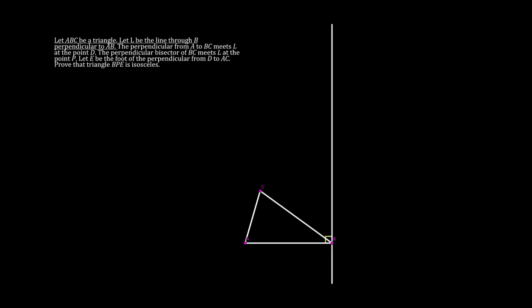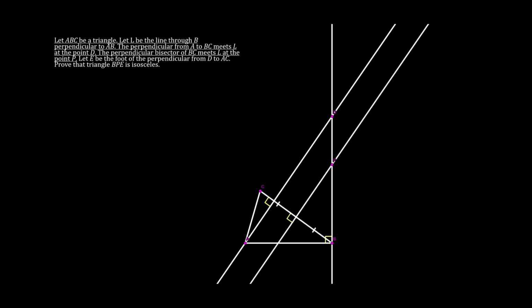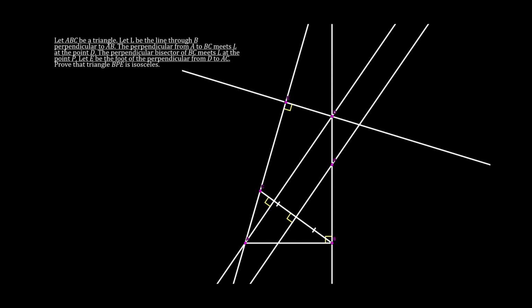Let ABC be a triangle. Let L be the line through B perpendicular to AB. The perpendicular from A to BC meets L at the point D. The perpendicular bisector of BC meets L at the point P. Let E be the foot of the perpendicular from D to AC. Now we need to prove that triangle BPE is isosceles.